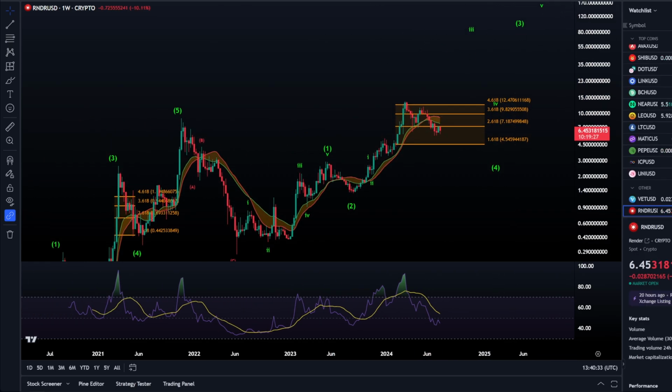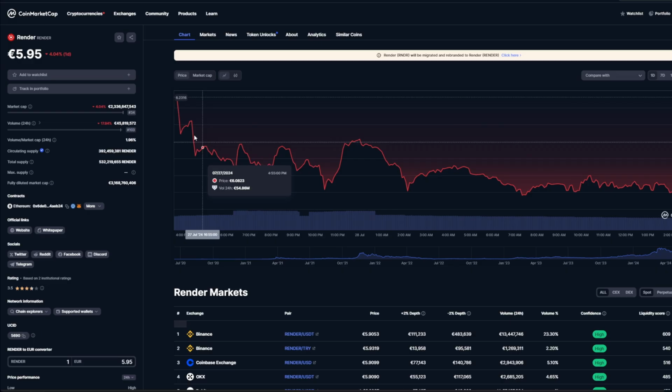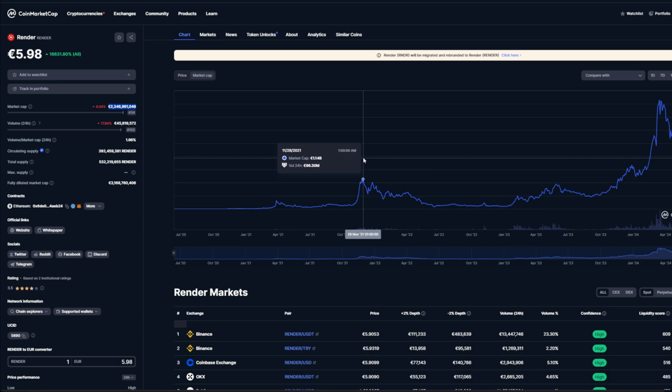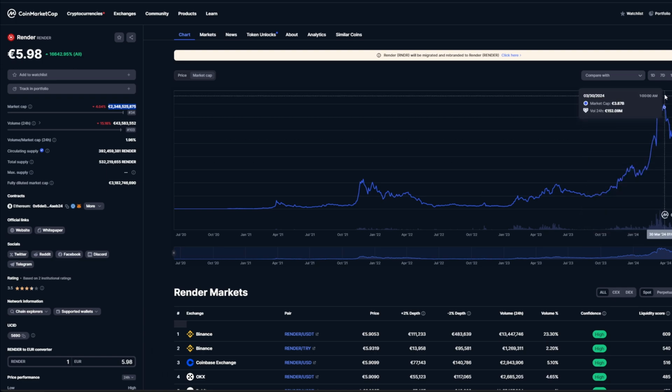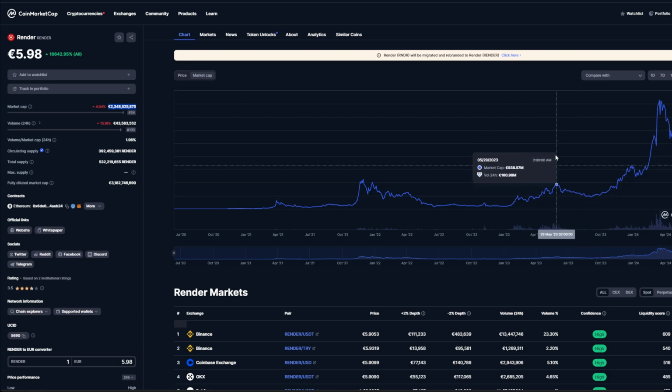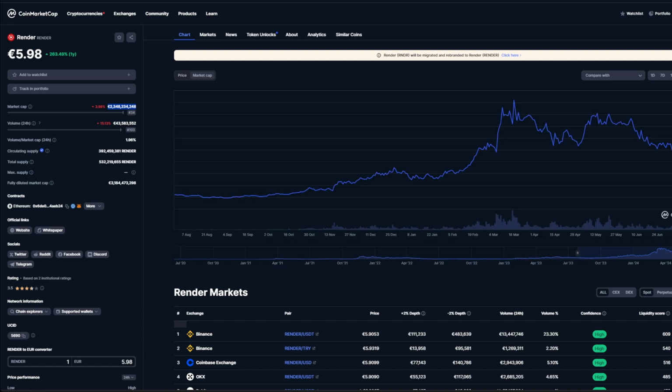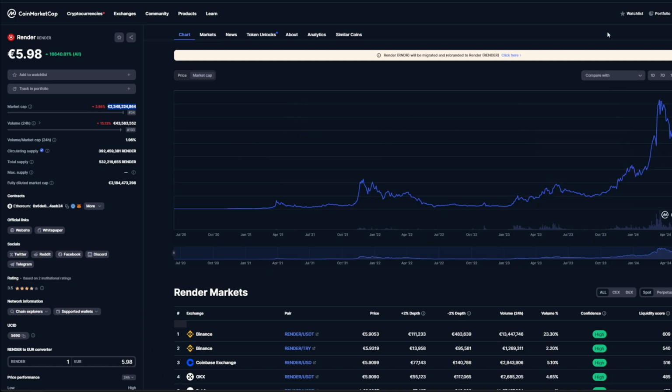But, I mean, let's actually check the market cap of Render. So it has a market cap of around 2.3 billion, and at the previous all-time high of 2021, we were at about, let's say, $1 billion. So right now we are already at a new all-time high, and I expect the price to put in more all-time highs over the next year or so before going into the bear market.